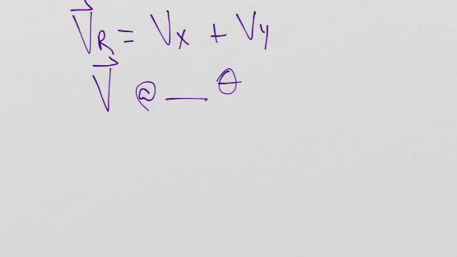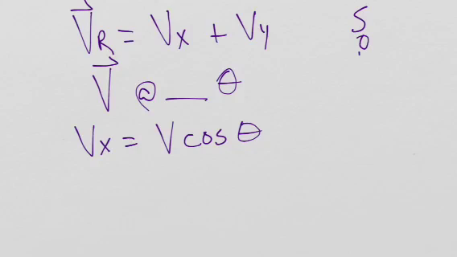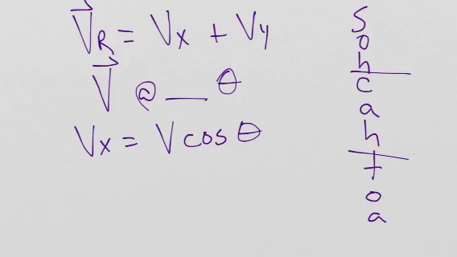Now, the reason that Vx is equal to the magnitude of the vector times the cos of the angle dates back to trigonometry. SOHCAHTOA, what does that mean? Do you know what that means? You've all covered that, correct? Yeah. SOHCAHTOA, right? Sine, cos, tan.